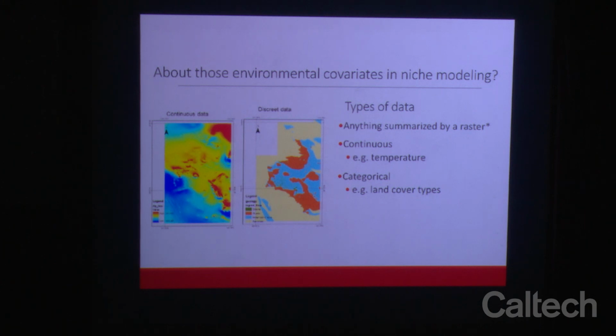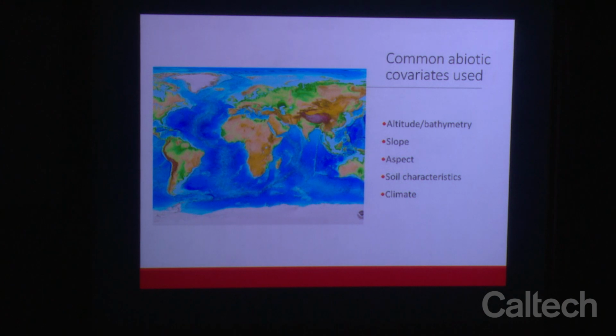So about those environmental covariates for niche modeling, that's where the remote sensing data comes in. Really any environmental covariate that is summarized by a raster, these are often typically climate variables or biophysical variables, geological variables. They can be continuous or categorical. So these are really just traditional typical environmental covariates. These include often altitude and bathymetry, slope and aspect, soil characteristics, climate.